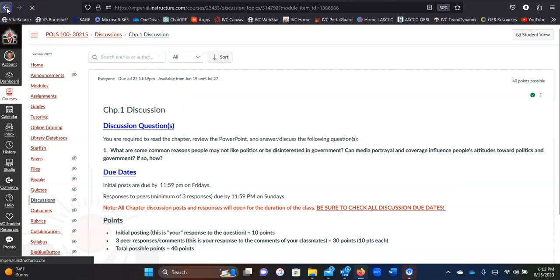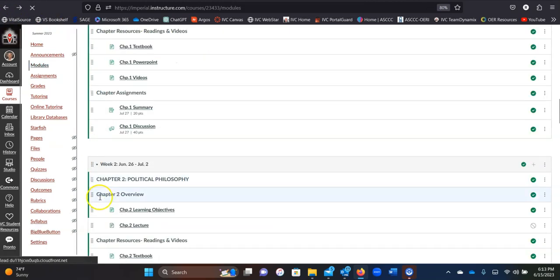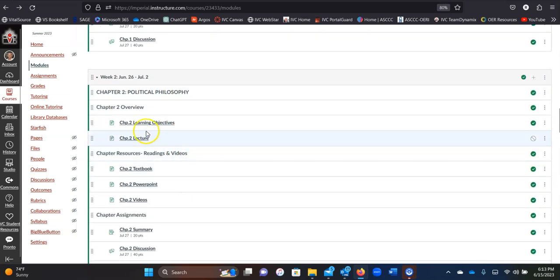Okay. And you'll find that each of these chapter modules are done exactly the same way. The overviews are laid out, the chapter resources, as they're called, are laid out, and the assignments are all laid out, as well as the last due dates. The due dates are all laid out.